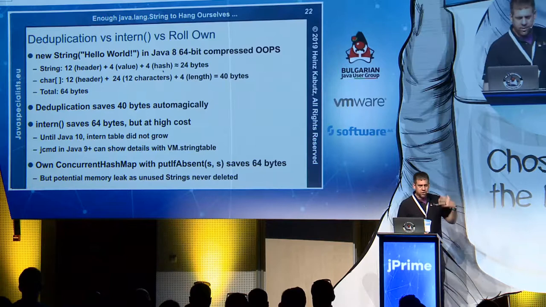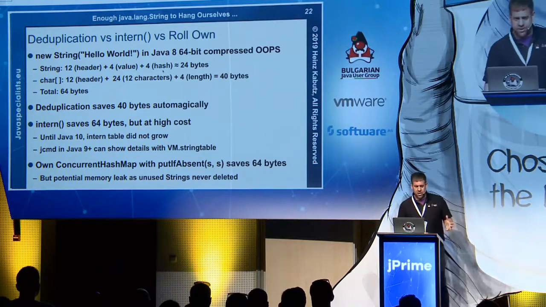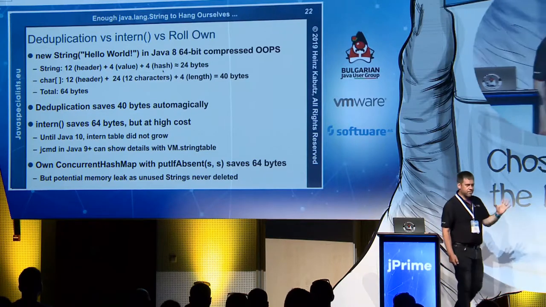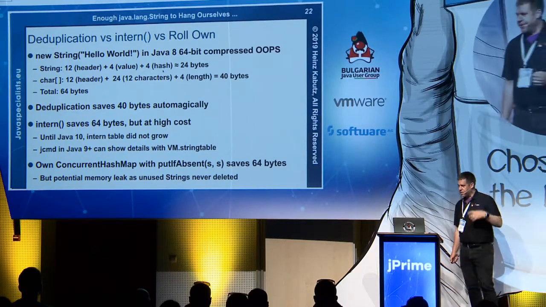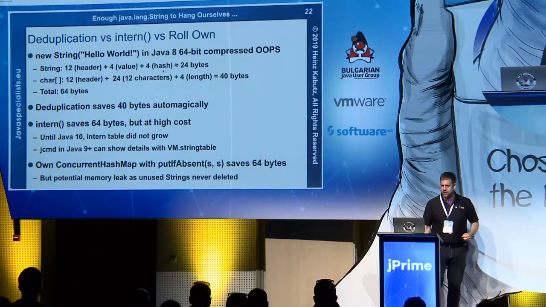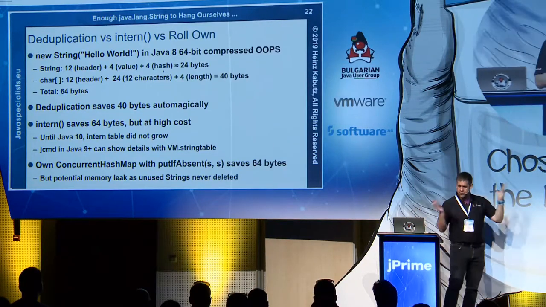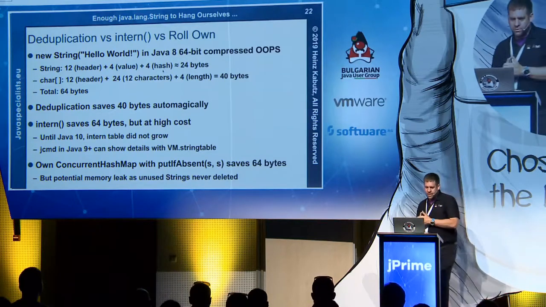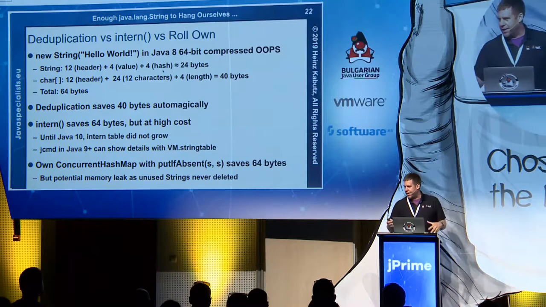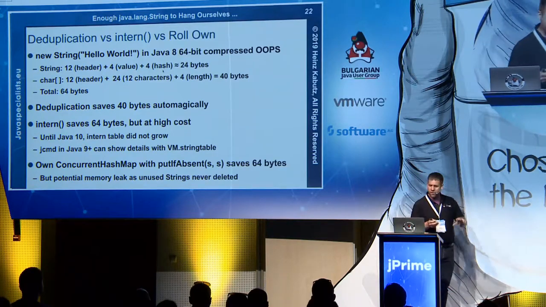And the char array itself is also an object, so you've got 12 bytes for the object header, plus the 12 characters at 2 bytes per character, so 24 bytes, plus 4 bytes, comes to exactly 40 bytes, so a total of 64 bytes. So a new string hello world gets to 64 bytes. Technically, it actually also shares the underlying char array with the constant string hello world, but let's ignore that for now.